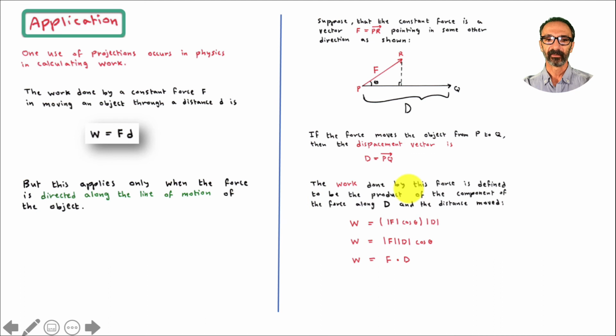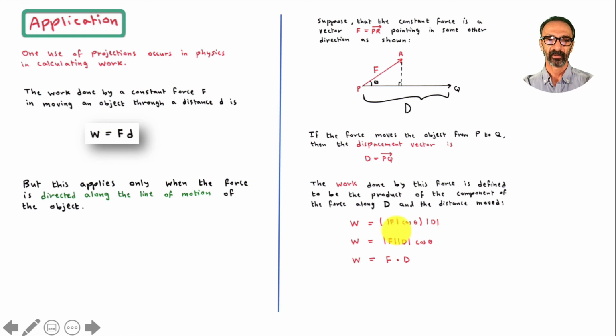The work done by this force is defined to be the product of the component of the force along D and the distance moved. This is a scalar projection. Do you remember it? So you bring this down because that's what's going to affect. Multiply by the magnitude of D, as it says right here.